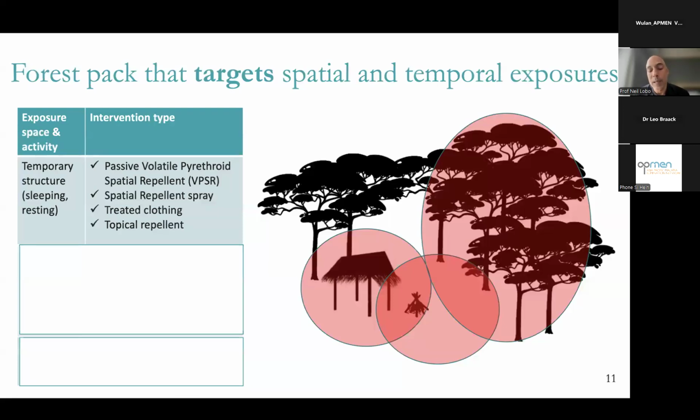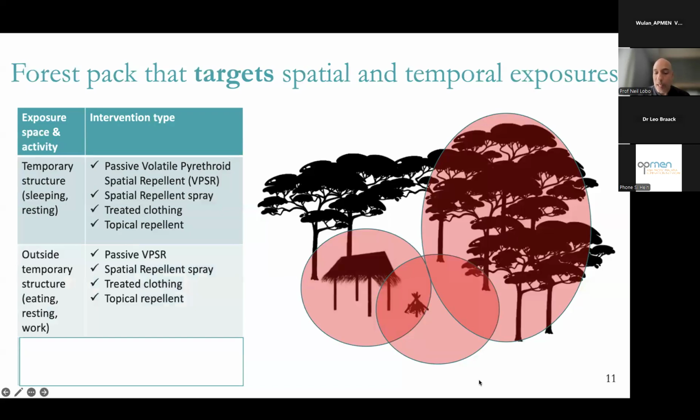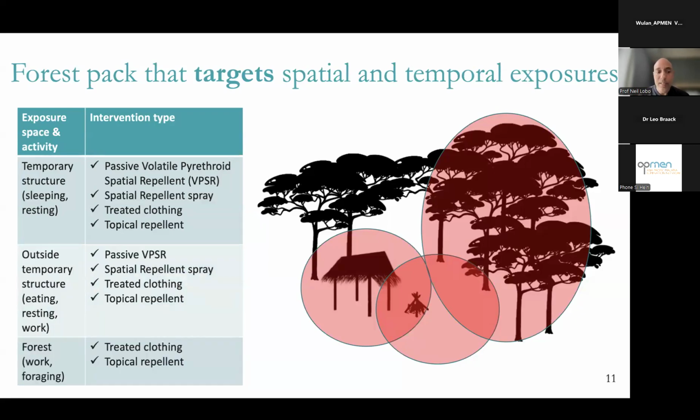Because of course, if we told them they had to use something that they did not like or did not want to use, it would be useless. Human behavior is supremely important in transmission. In these spaces, when they were outside, we realized that the passive volatile space repellent would work, the space repellent spray would work, treated clothing would work, and the topical repellent might work. And in the forest, your treated clothing would work and your topical repellent would work.